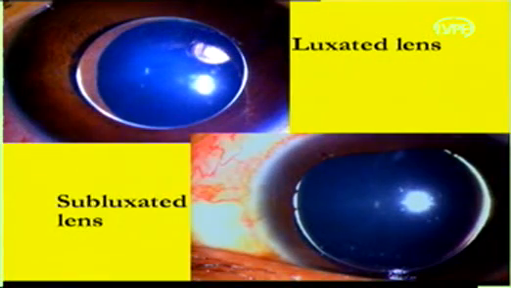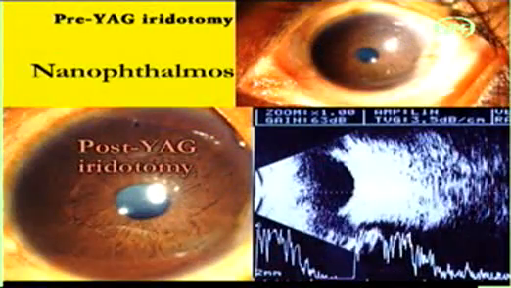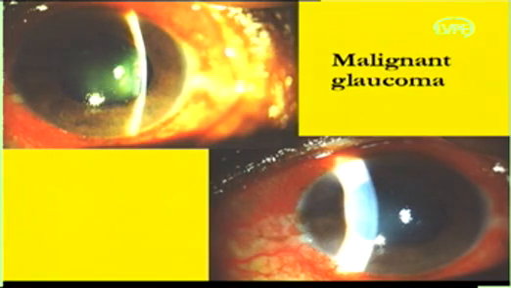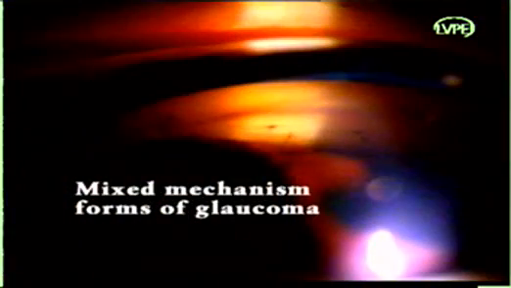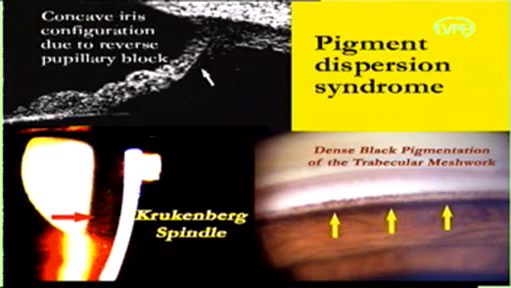luxated or subluxated lens, nanophthalmos, malignant glaucoma, pupillary block from silicone oil after vitrectomy, mixed mechanism forms of glaucoma, pigment dispersion syndrome to eliminate reverse pupillary block.